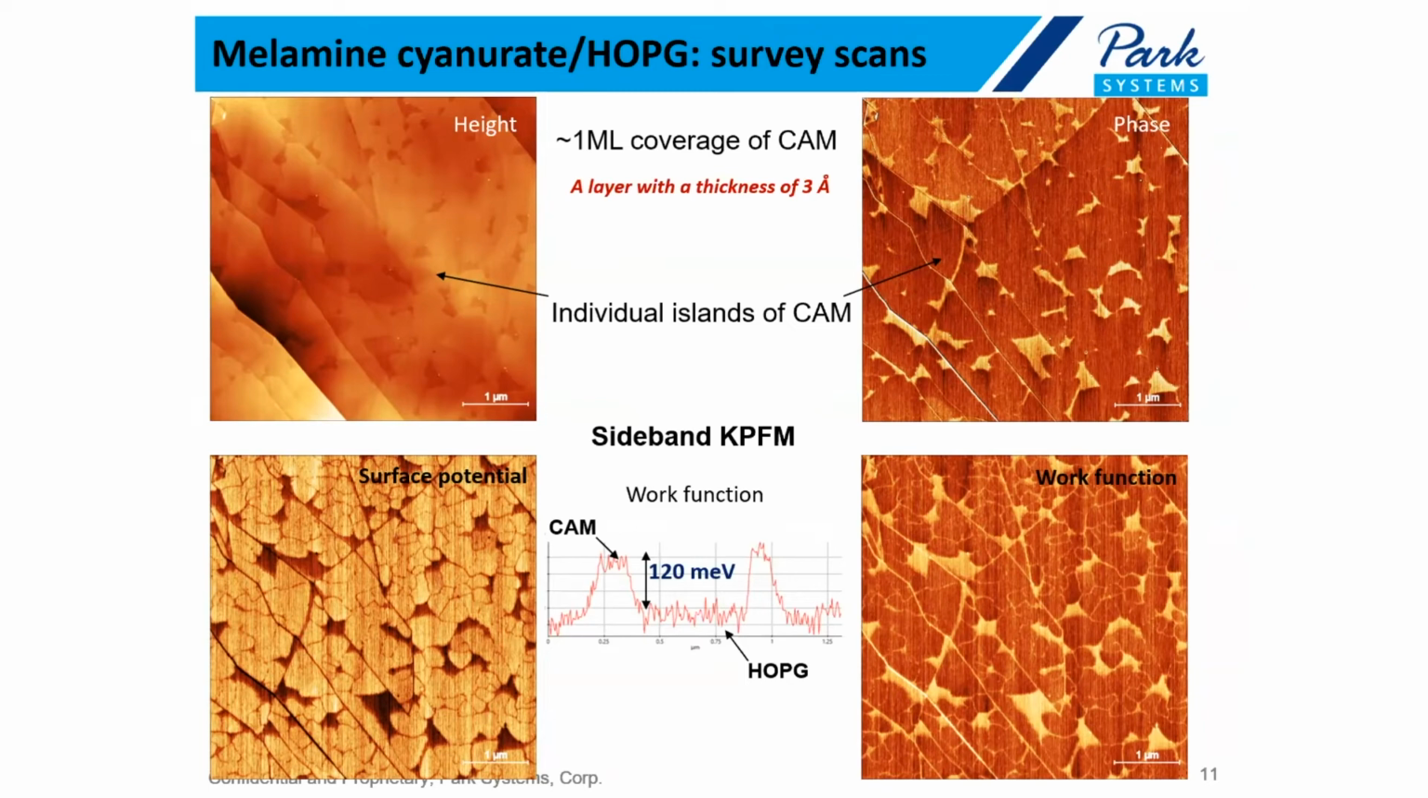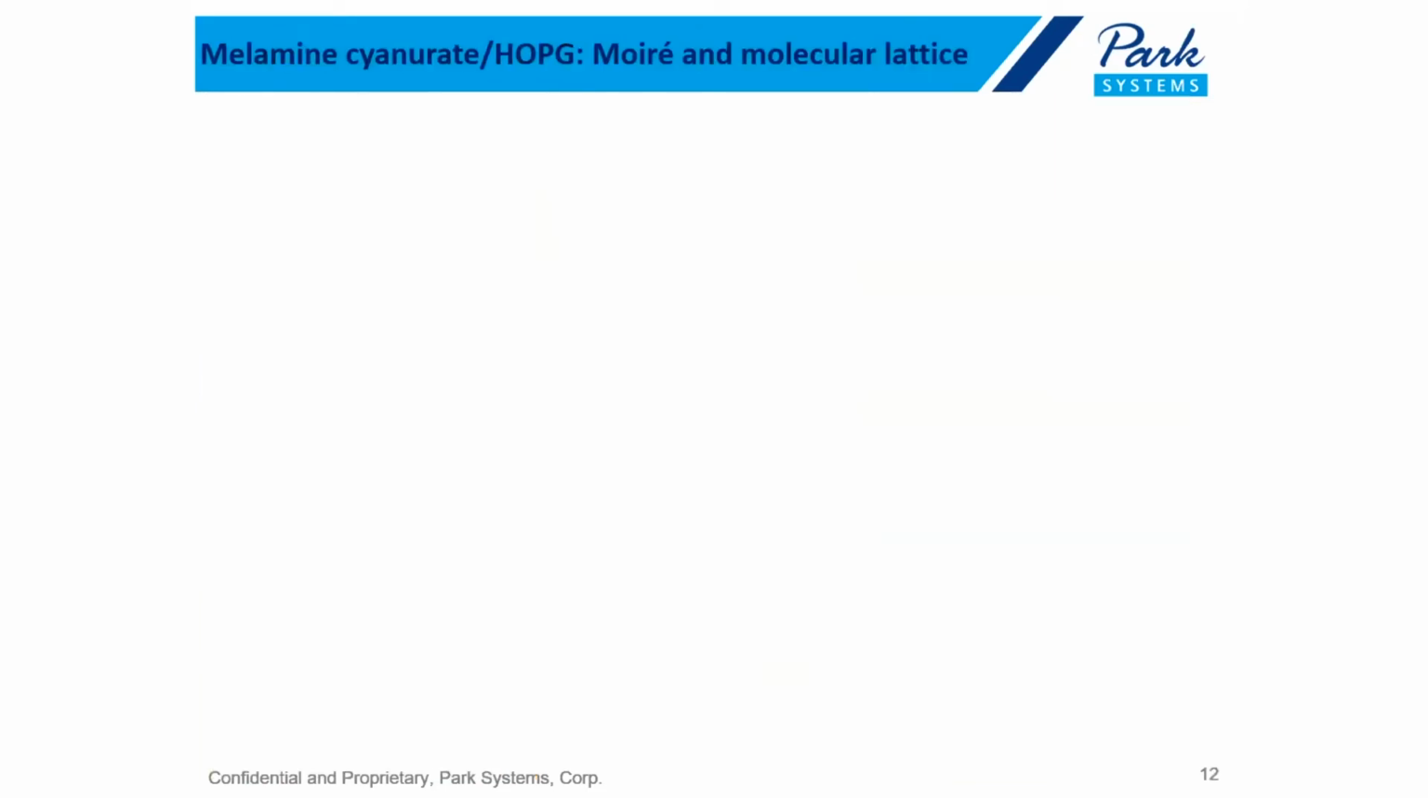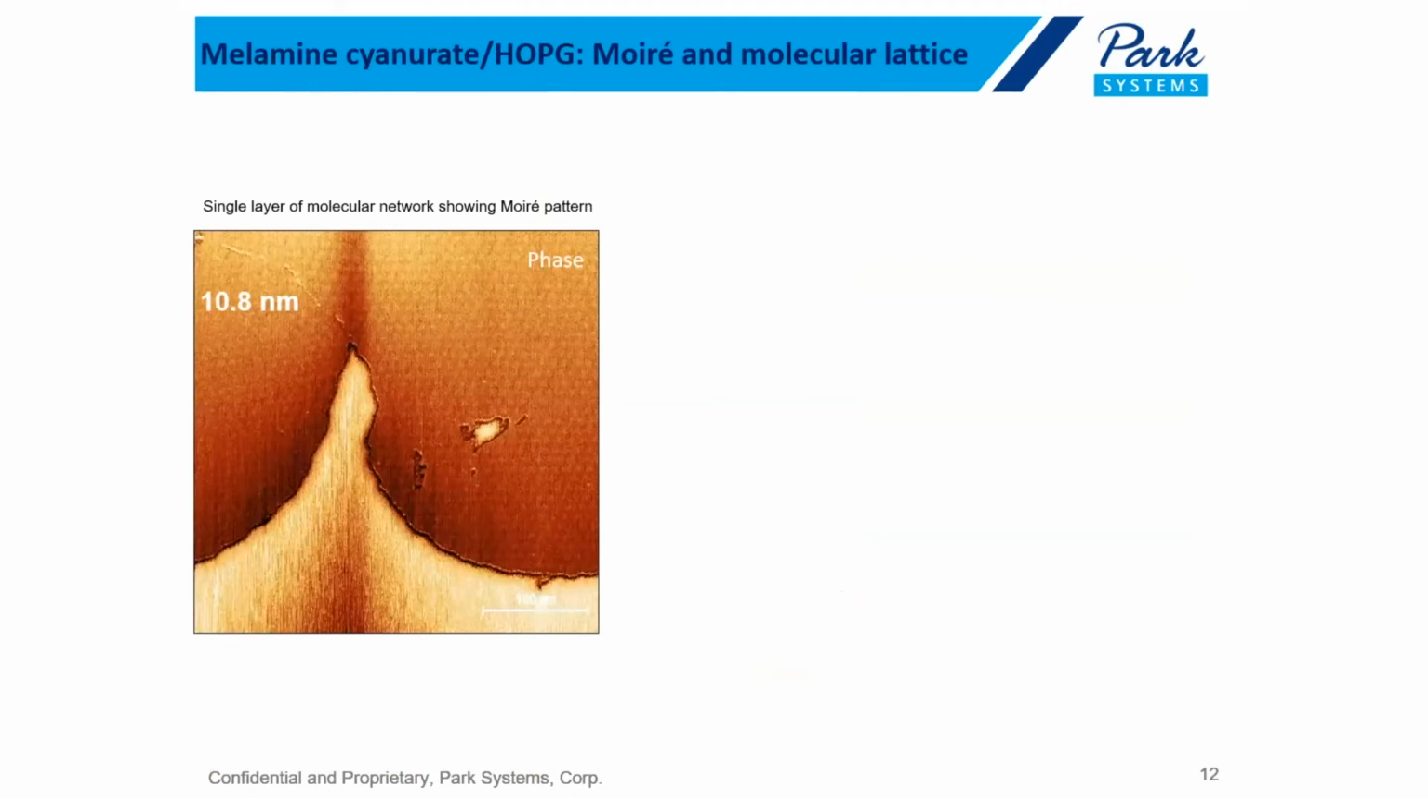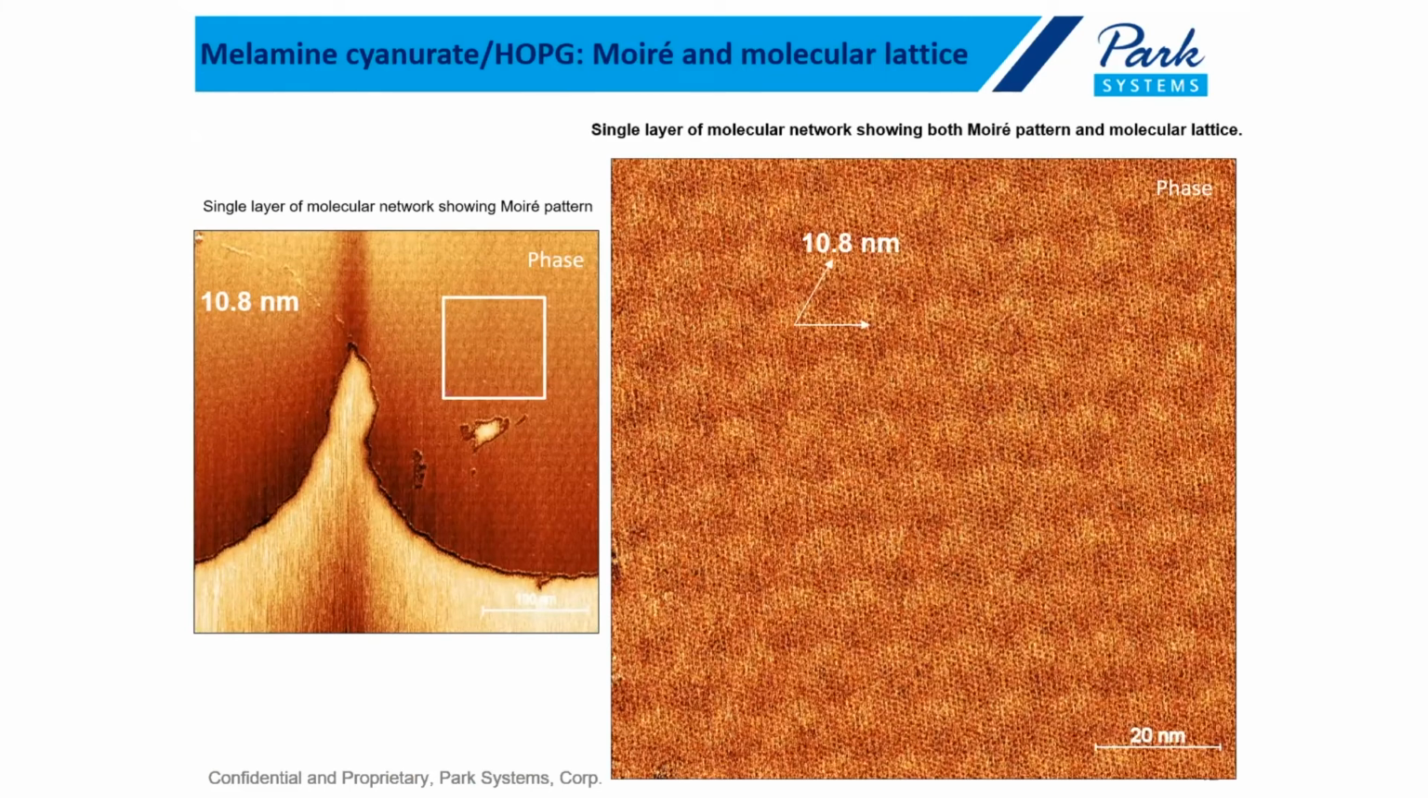Just to remind you, the thickness of the layer here is just 3 angstroms. It's a 1 molecule thick layer. And yet we can resolve the domain boundaries. When we look at the single layers, first we can observe the so-called Moiré pattern. That is because the molecular lattice is slightly rotated versus the atomic lattice of the underlying graphite.